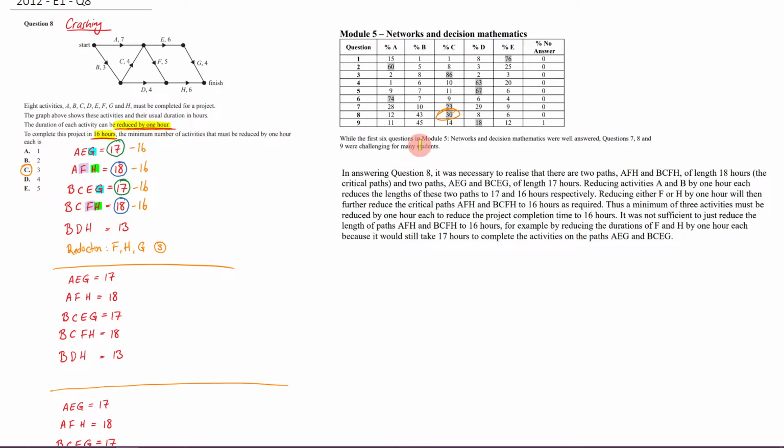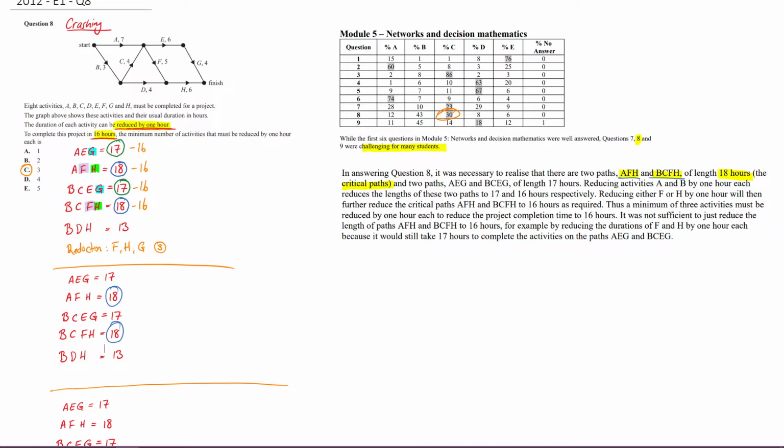While the first 6 questions in Module 5, Networks and Decision Mathematics, were well answered, questions 7, 8, and 9 were challenging for many students. In answering question 8, it was necessary to realize that there were 2 paths, AFH and BCFH, of a length of 18 hours, the critical paths. So notice that is what we said. So let's look at our fresh one here as we're reading through it. The first thing that is said that we had to notice was the fact that AFH and BCFH have 18 hours, and therefore these are our critical paths.